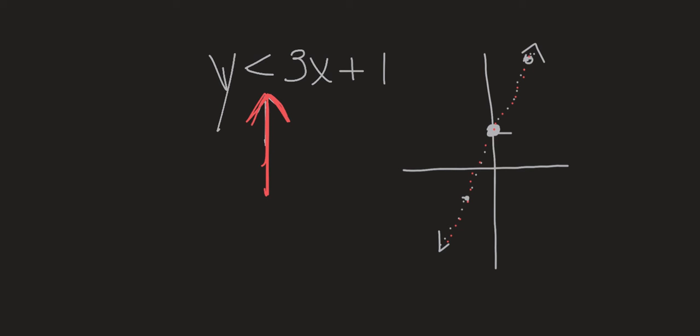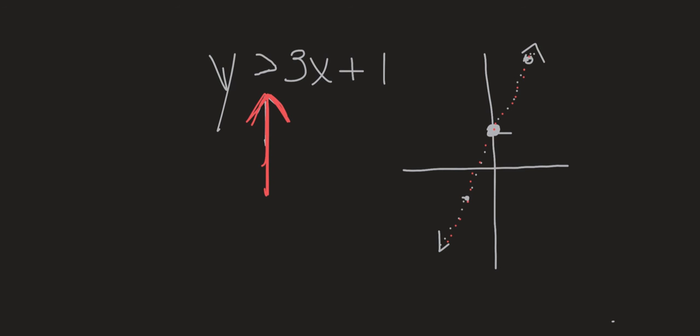So the inequality symbol in the inequality is going to tell us where we shade. If it's less than, obviously we shade underneath the line. If it's greater than, we shade above the line.